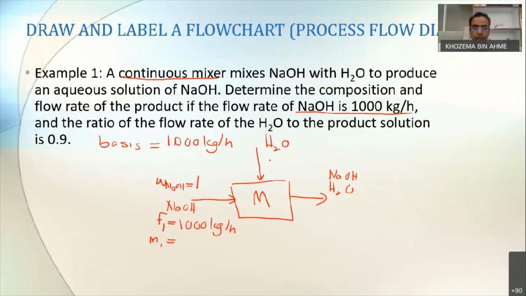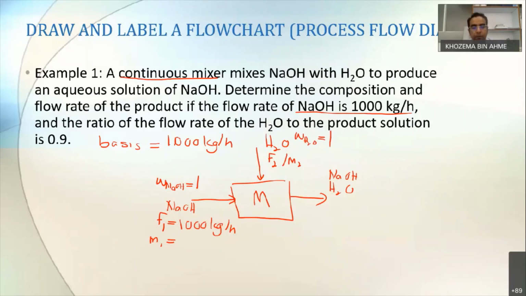Now I go to my second stream. If I read the question, I have no information whatsoever about H2O. The only thing is that it mixes with NaOH. So I don't know the value of the flow rate. I can write F2 or M2, it doesn't matter. I don't know the value, but I know that this is 100% water. There is no NaOH here. So I can write again the weight fraction of H2O is equal to 1.